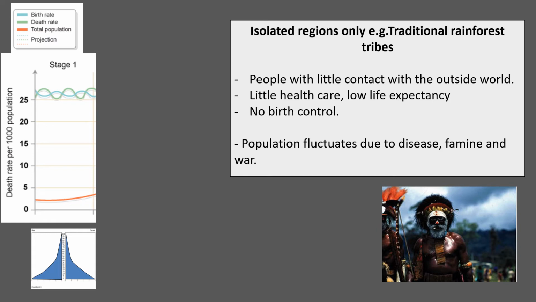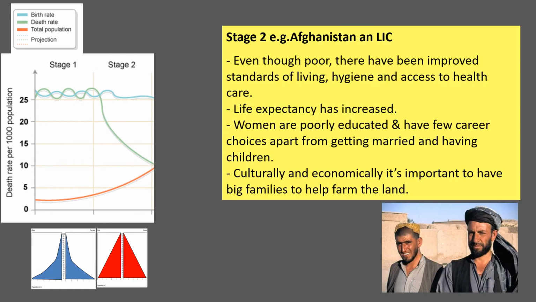The birth rate and death rate fluctuate due to disease, years of famine and feast, war and peace, but they cancel each other out, so overall the population hardly grows. Stage 2 is typical of an LIC such as Afghanistan today.